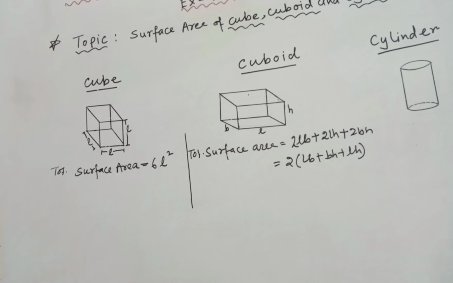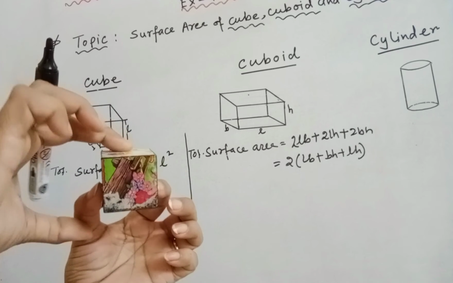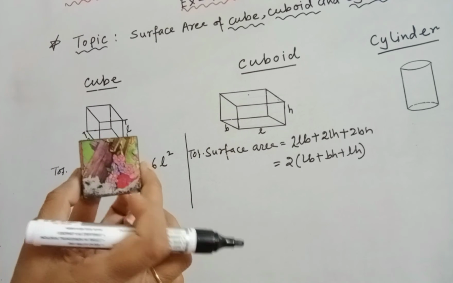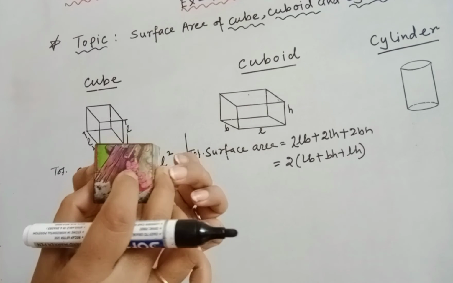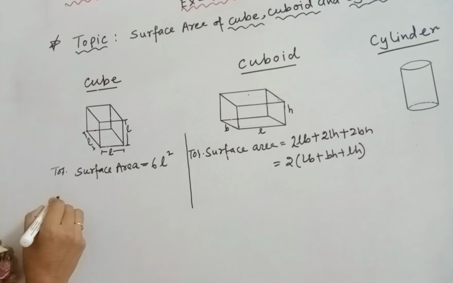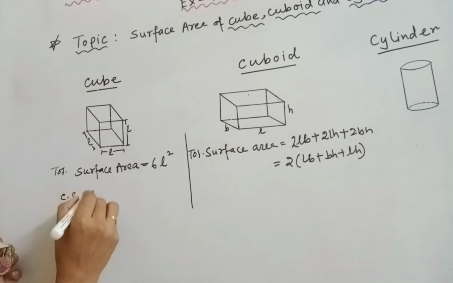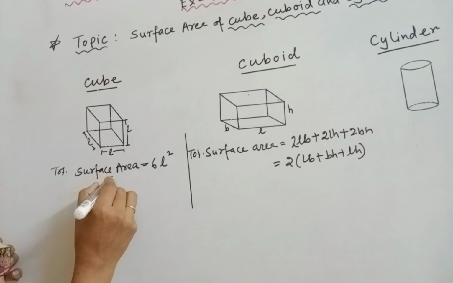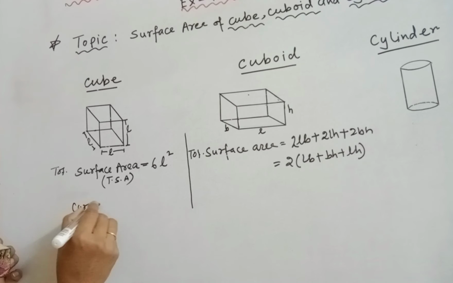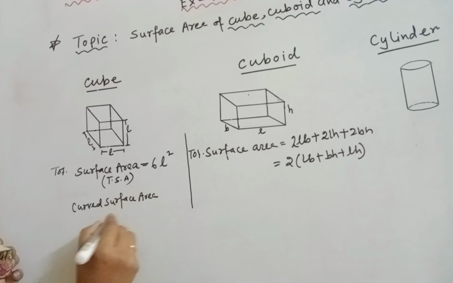Then what will that one be? If it is a cube and I am not taking the roof and floor, top and bottom, then only 4 sides are there: front and back, left side and right side. That will be known as curved surface area, CSA. TSA means total surface area, and CSA means curved surface area.